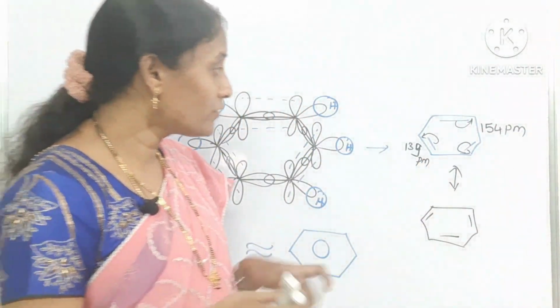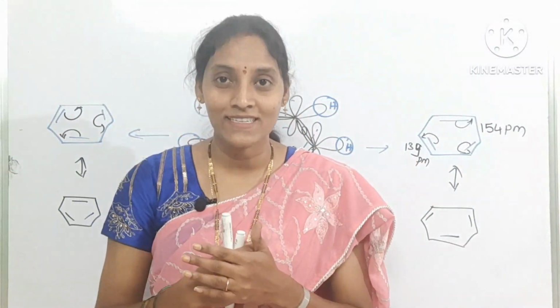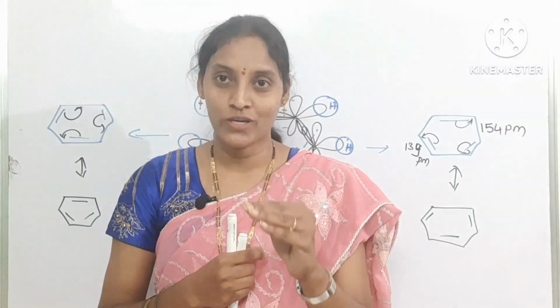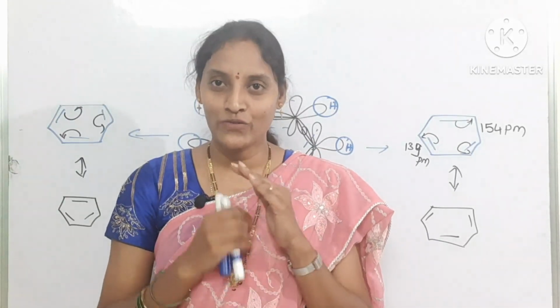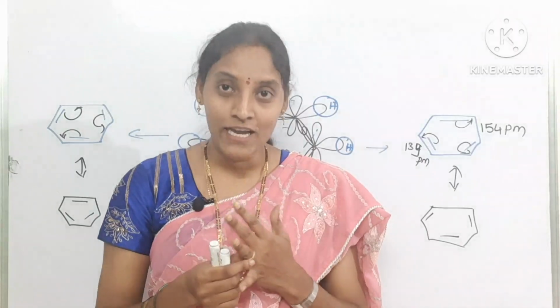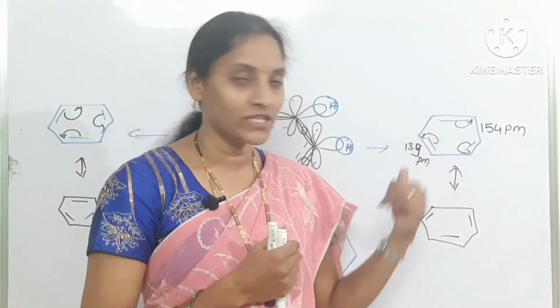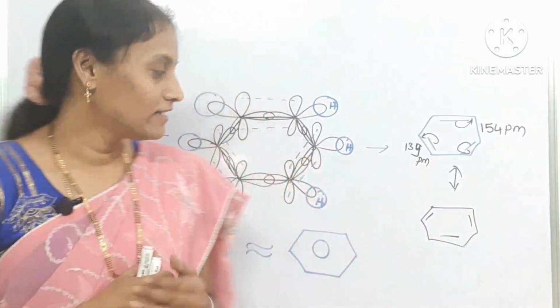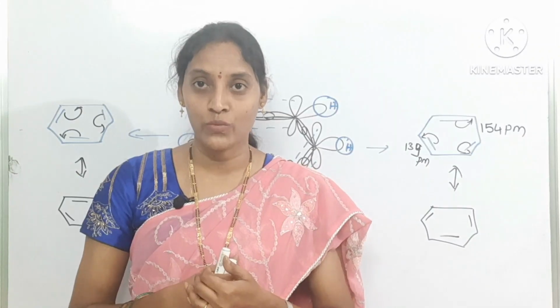Now, because of these two different bond lengths, what is the reason here? Here the reason is absence of pure double bond. Here also the same reason, absence of pure double bond. That is the reason it will not show the same bond length for all bonds present in the benzene ring. Then we will move to discuss chemical properties.